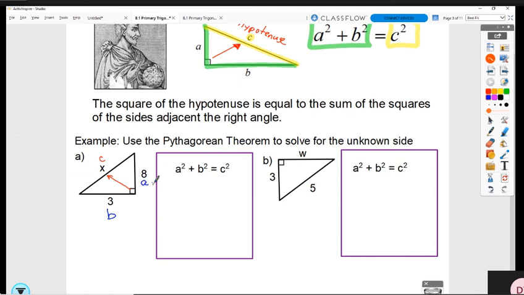That being said, some of us might even go ahead and say, okay, well, A equals 8, B equals 3, C equals, we don't know, it's X. So when we start off with our Pythagorean theorem, we're going to substitute all of these values in. 8 squared plus 3 squared equals X squared.